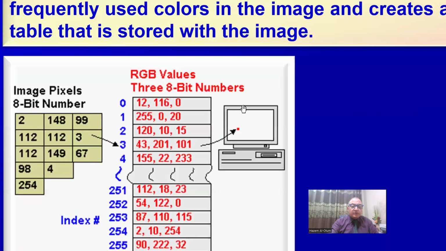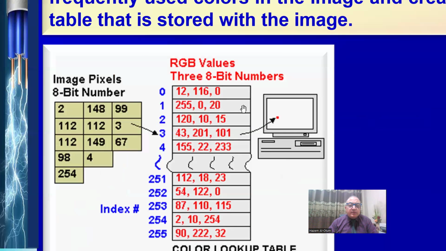Here we have an RGB image. We go to the image pixels now. This is a specific point in the image, as you see here. This is a pixel, and we want now to represent it using the indexed image type. So we sort the pixels in the image in order from the highest repetition down to the lowest.